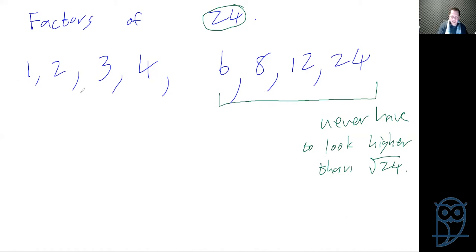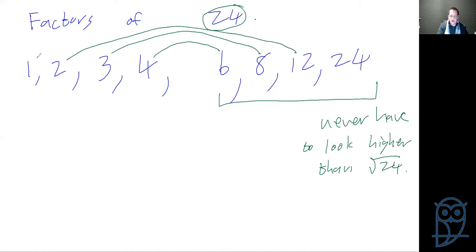So therefore, this is my whole listing and my factor pairs: 4 by 6, 3 by 8, 2 by 12, and 1 by 24. So generally, they'll ask you to list out the factors, then you write it as a list like this, not as a list of factor pairs, please.